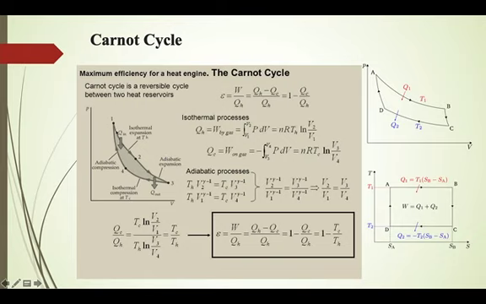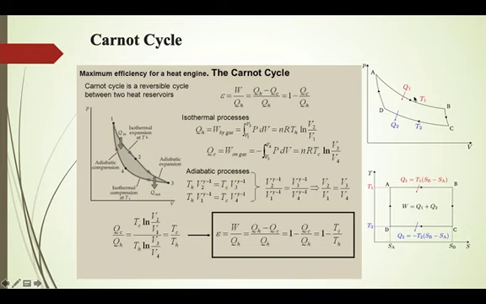Process 1 to 2 is an isothermal expansion process where the temperature remains constant. Only one temperature is there, that is T1, and during this process heat is added into the system. Q in is the amount of heat that is added. Coming to the PV diagram, the process marked A to B is a reversible isothermal expansion process where heat Q1 is added at a temperature T1.